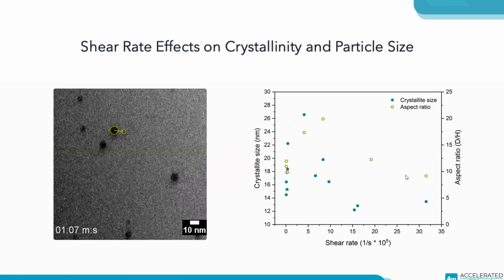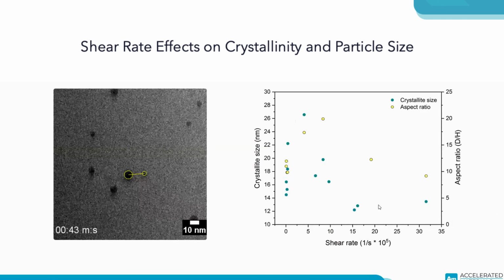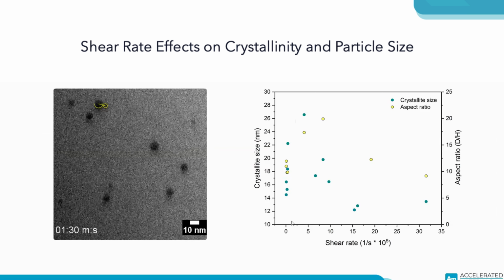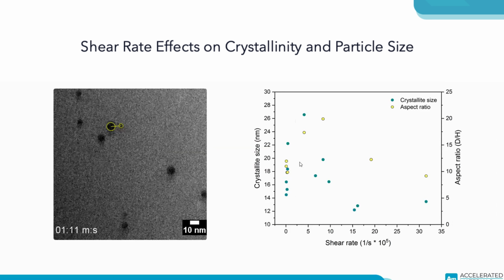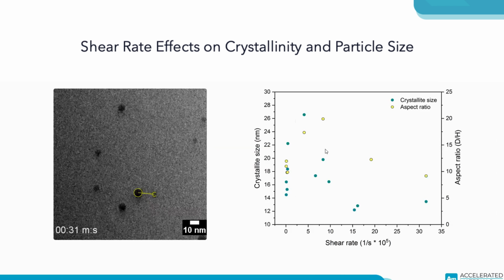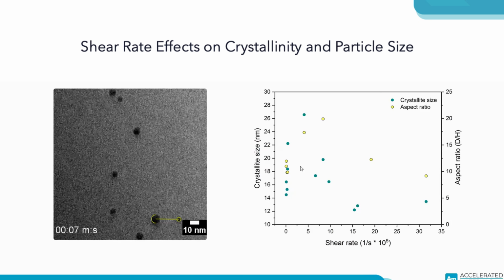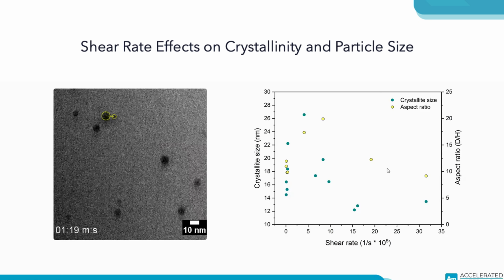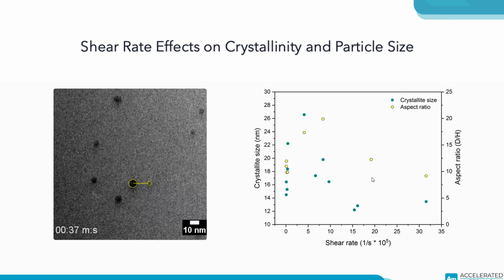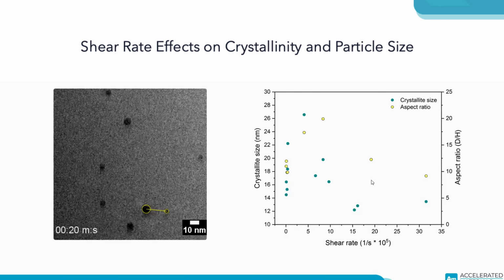Now, what we see when we vary shear rate, so essentially the flow of our reagents and air, is that if you can vary your shear rate, you can actually begin to adjust your crystallite size, so basically the quality of your nanoparticles, as well as your aspect ratio or your shape. So this is something that we've shown previously in quite a few case studies, such as the one that will be presented later.